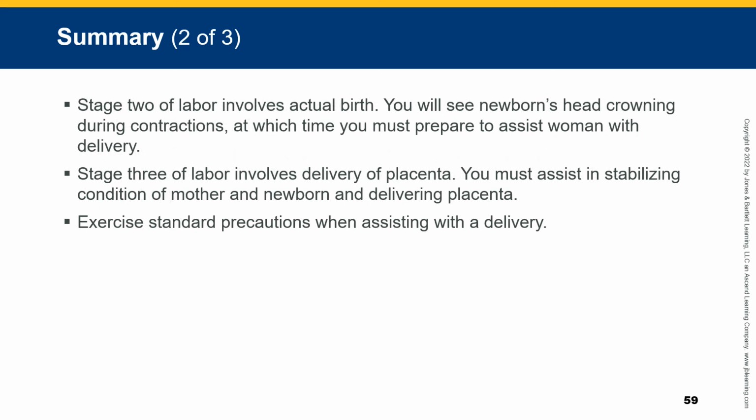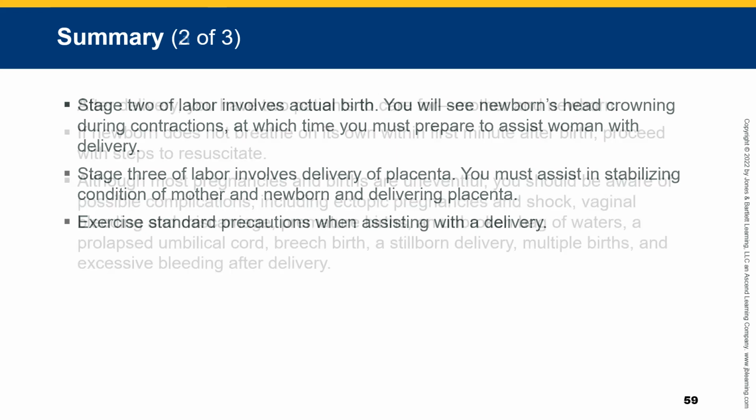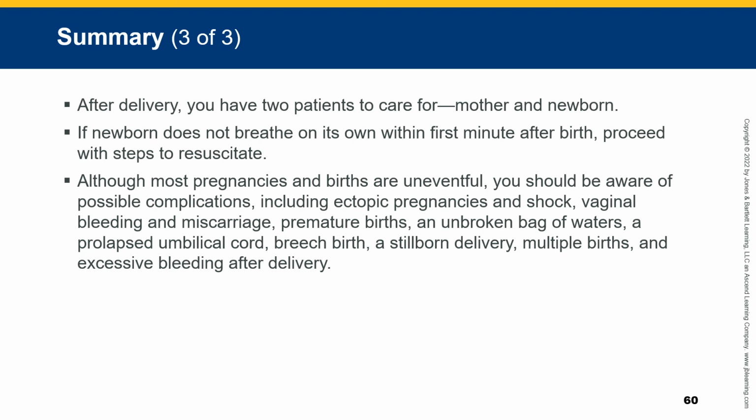Stage 2 involves actual birth. You will see the newborn's head crowning during contractions, at which time you must prepare to assist the woman with delivery. Stage 3 of labor involves delivery of the placenta. You must assist in stabilizing the condition of the mother and newborn and delivering the placenta. Exercise standard precautions when assisting with a delivery. After delivery, you have 2 patients to care for, the mother and the newborn. If the newborn does not breathe on its own within the first minute after birth, proceed with steps to resuscitate the newborn.